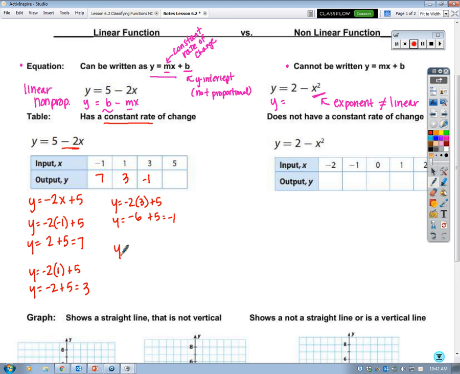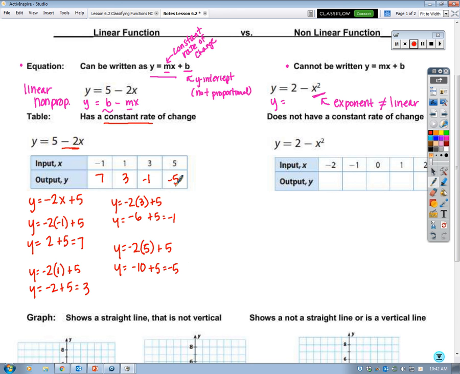And then my last one that I'm going to plug in here is y equals negative 2 times 5. That's my remaining value on the table. Plus 5. So y equals negative 2 times 5 is negative 10. Plus 5 is negative 5.